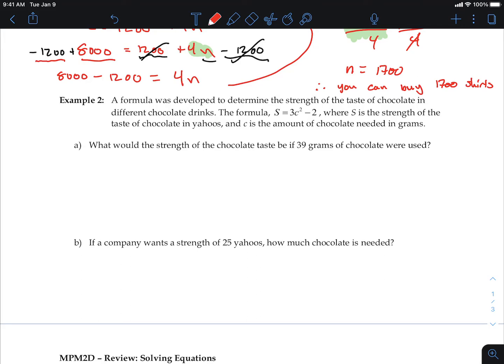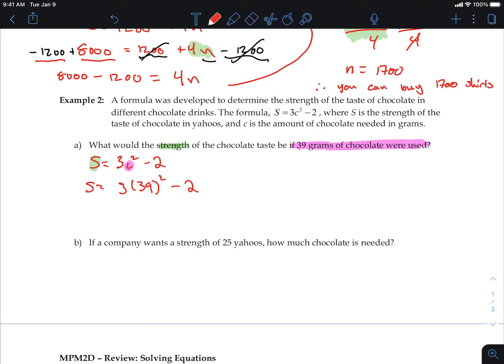Okay. So again, my first step is always I like to just write out the equation. It gives me a sense of, okay, S is the strength, 3c squared minus 2. Okay. Now remember, S is going to be the strength. And we could say C is going to be the amount of chocolate. Okay, so this is like part A of the first question. We're just going to plug in the C value. And it's going to spit out what the strength of the drink's going to be in Yahoos, whatever that unit is. Okay, so S is equal to 3 times 39 squared minus 2.